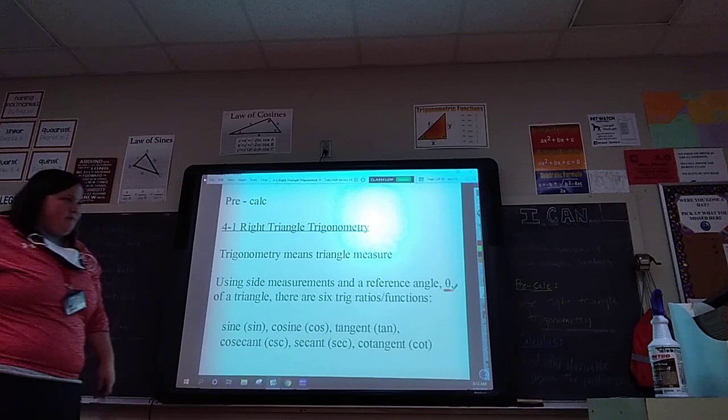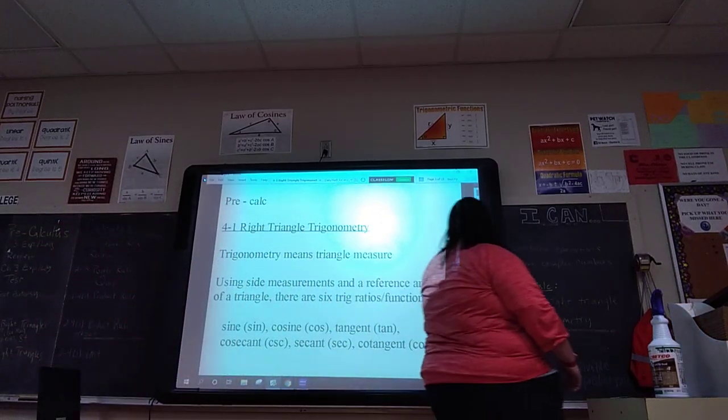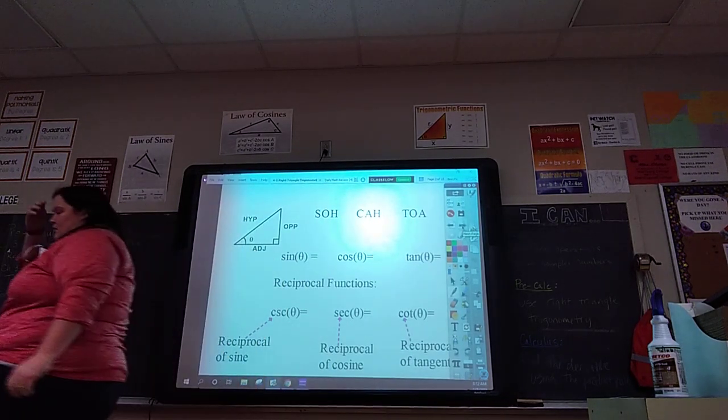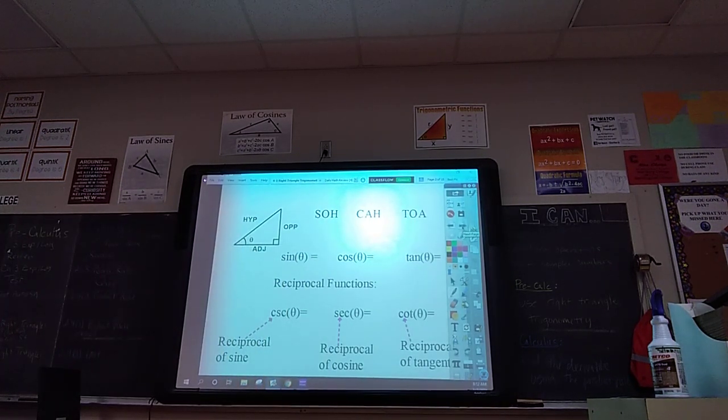So down at the bottom of that page, I already have the triangle labeled. Now again, the side that always remains the same no matter what is the hypotenuse.